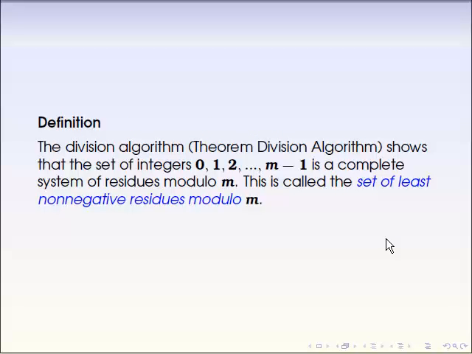Okay, next definition: the division algorithm shows that the set of integers from 0 to m minus 1 is a complete system of residues modulo m, which means the complete system of remainders after dividing by m. So this is called the set of least non-negative residues modulo m, meaning the set of non-negative remainders from dividing by m.